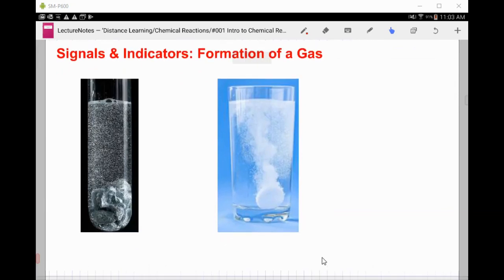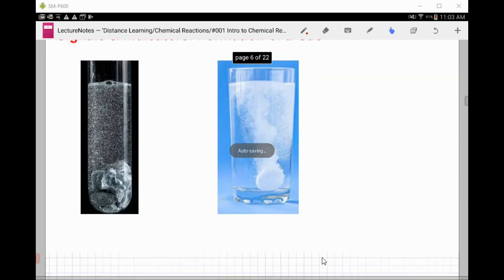Formation of gas can happen in a couple ways. We saw this, for example, in the metal reactivity lab where we had the bubbles forming on the metals in the acid or in the water. On the right here, we have a picture of Alka-Seltzer in water, which is more of an acid and base reaction, but that is also producing the gas in the solution.